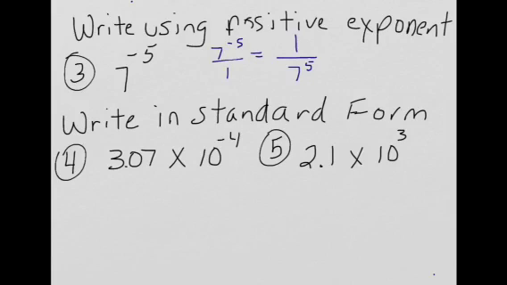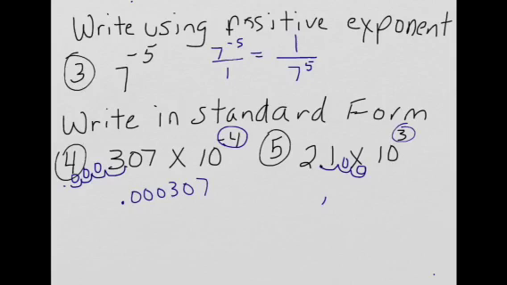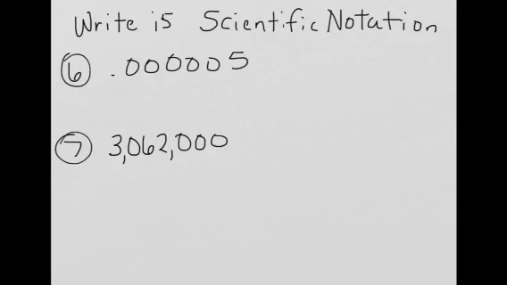Next, we're going to write these in standard form. The negative tells us it's going to be a smaller number. It's going to go to the left 4 places. So it's going to be 1, 2, draw 0, 3, draw 0, 4, draw 0. So it's going to be decimal 0, 0, 0, 3, 0, 7. Positive exponent tells us that it's going to be going to the right and getting larger. So 1, 2, draw 0, 3, draw 0. So 2, 1, 0, 0, put your comma in.